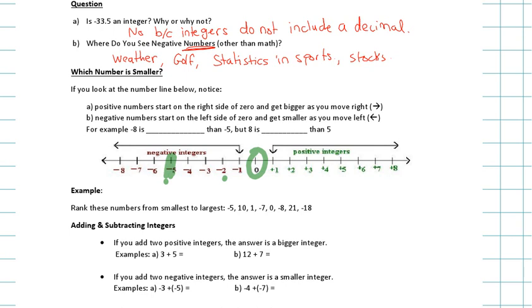Does it make sense? Okay. Now, for example, negative 8 is smaller than negative 5, right? Because negative 8 is right here and negative 5 is right here. So negative 8 is smaller. How about 8 and 5? Which one is bigger, 8 or 5?